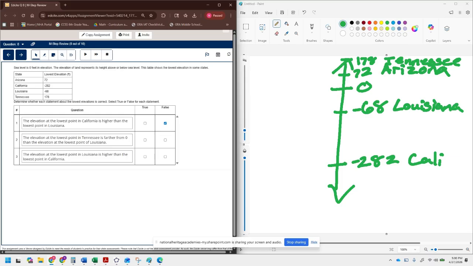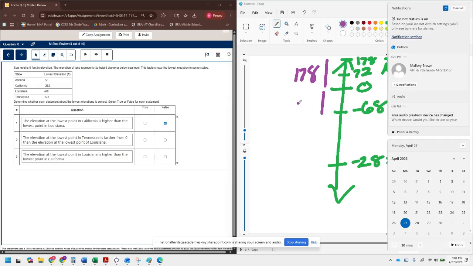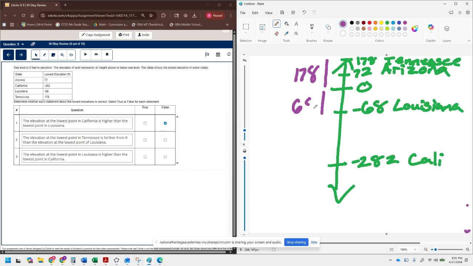Now, the elevation at the lowest point in Tennessee is farther from 0 than the elevation at the lowest point of Louisiana. Well, yeah, the distance from Tennessee to 0 is 178. The distance from Louisiana to 0 is 68. Well, 178 is bigger than 68. So, yeah, that's true.